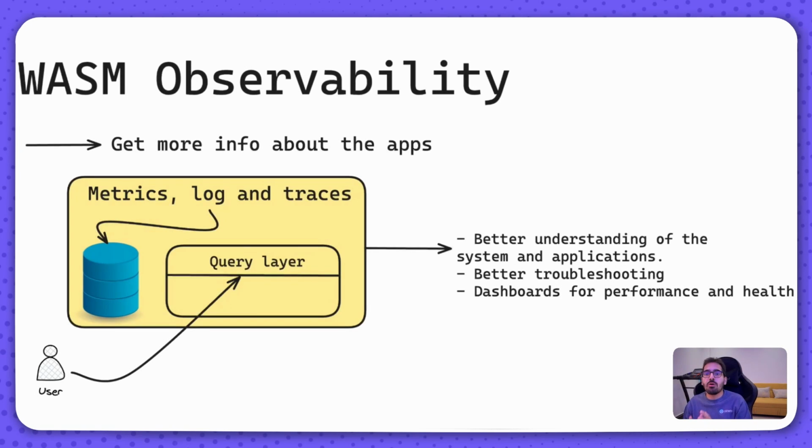Now, let's talk about Wasm observability. Before we get into WebAssembly observability, it's important to understand the basics of what observability is. Observability is just getting more information about the application. There are three layers to it: metrics, logs, and traces.